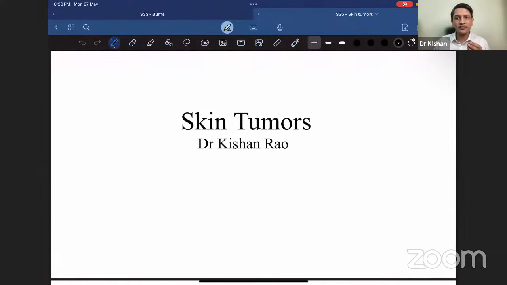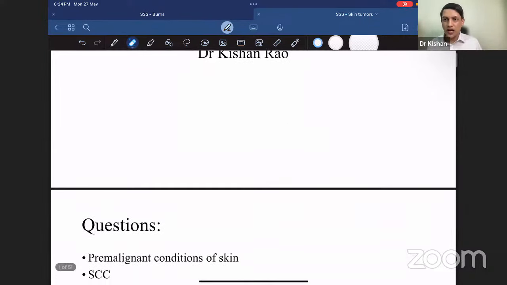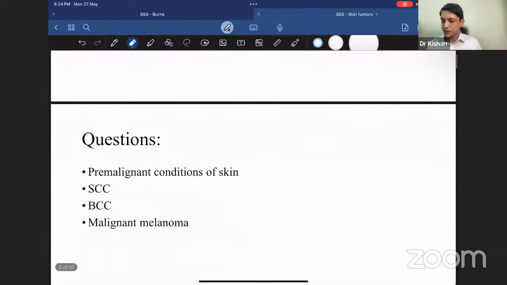Only a few topics like that are repeated in each and every question paper, so it's better to know them in detail. The questions asked from this topic are very commonly asked: enumerate pre-malignant conditions of skin. That's the most commonly, repeatedly asked question. Enumerate, 5 marker: enumerate all the pre-malignant conditions.